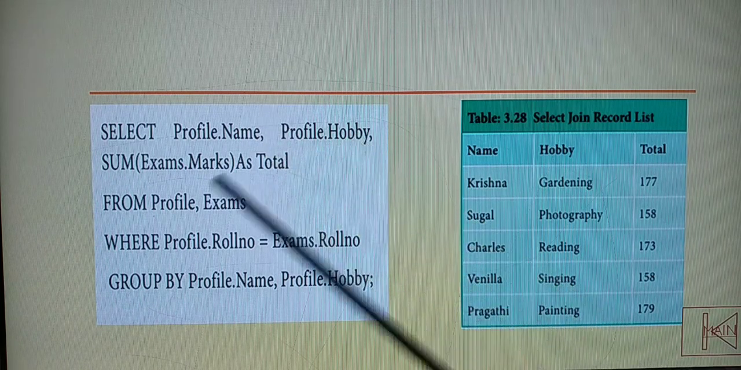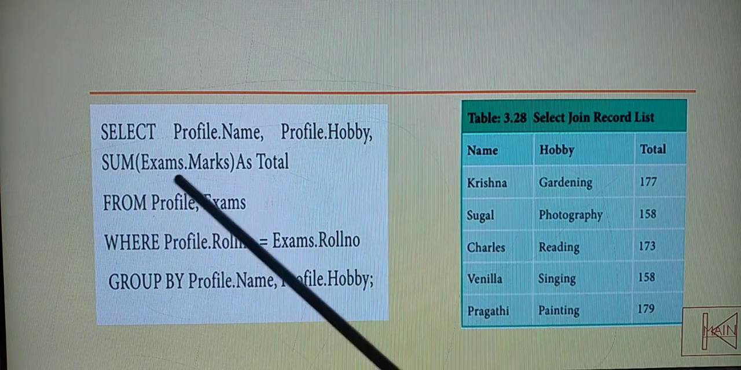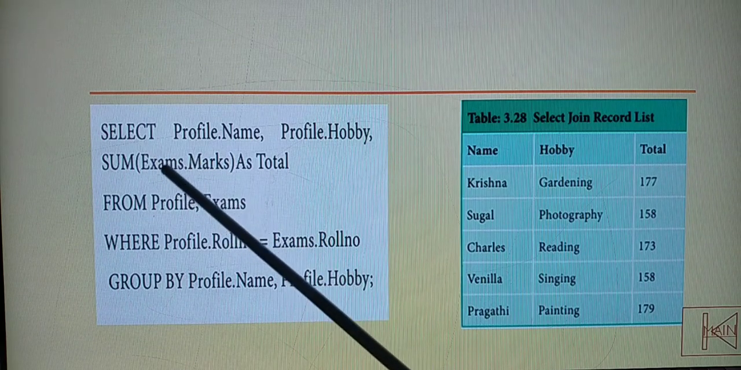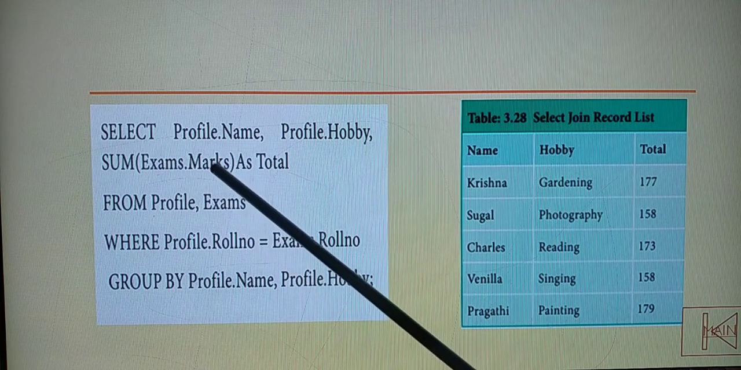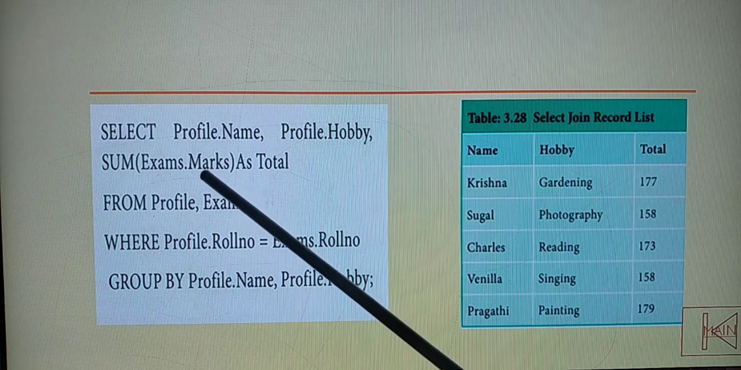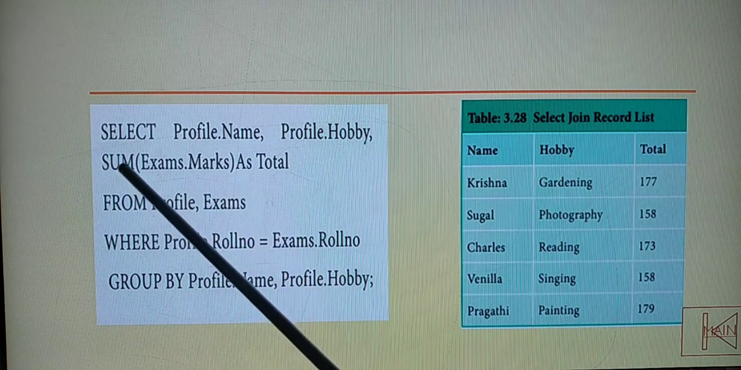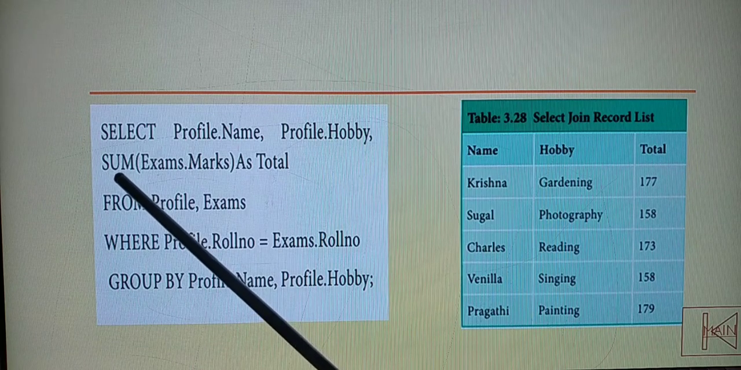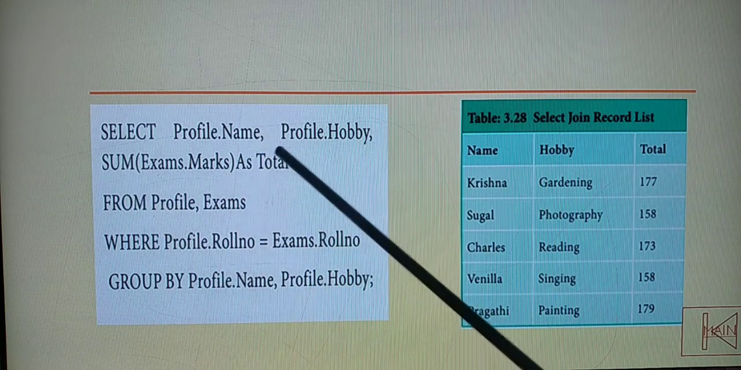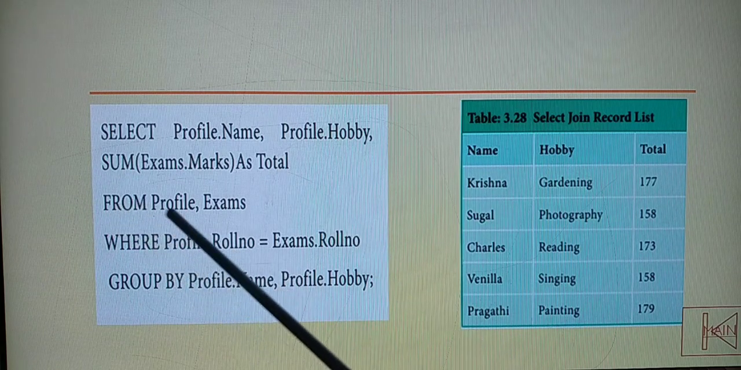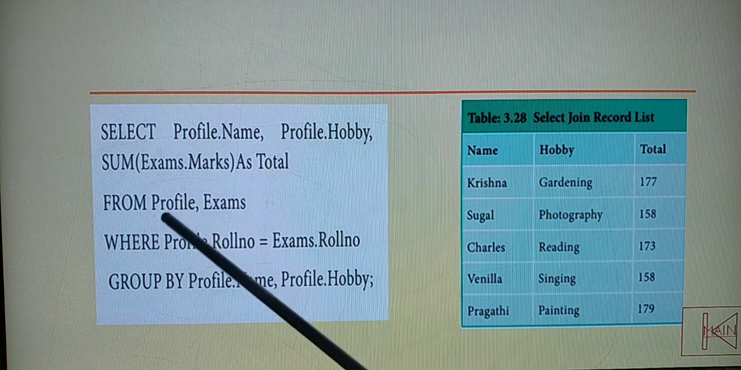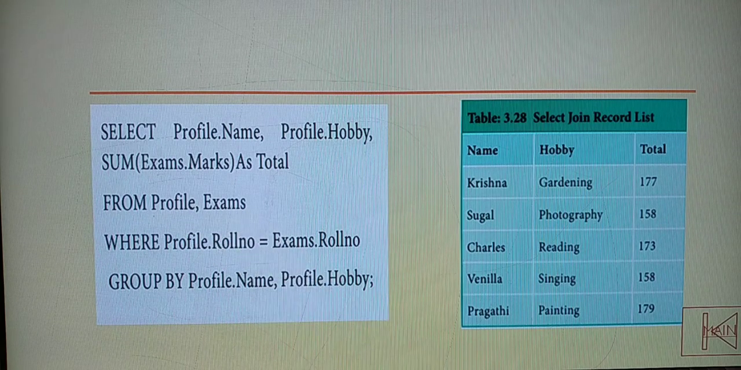After taking that, what are you going to do? Sum of exams.mark. Exam is another table. From this exam table, you are going to take the mark, and that mark is to be added. For that, the sum command is given, displayed as total. From profile, exams: these are the two tables that you are going to use.